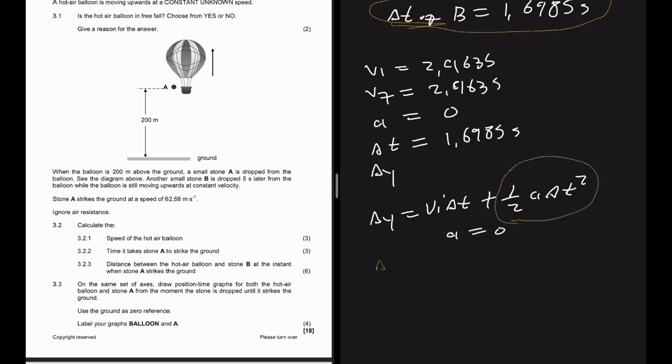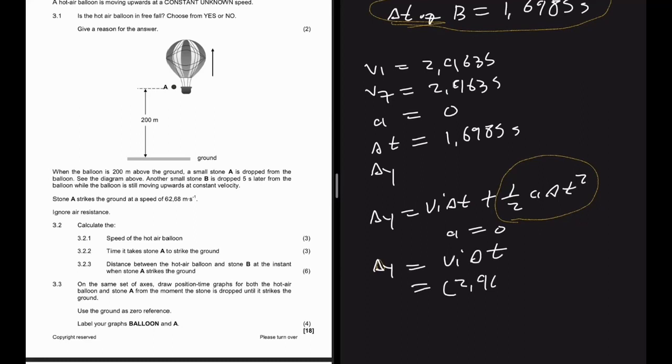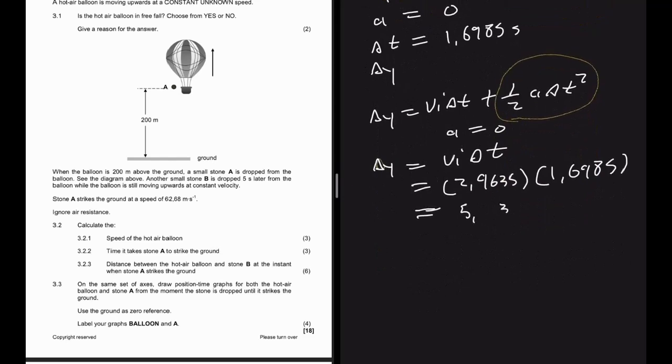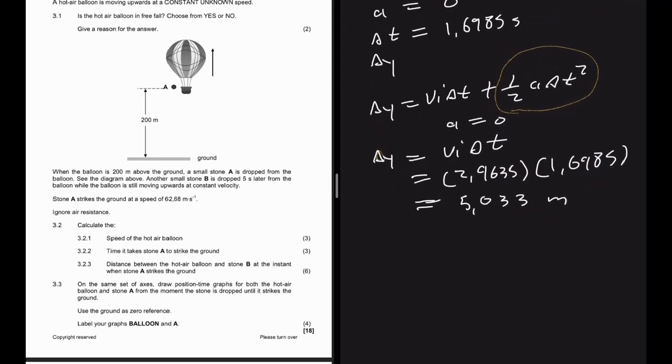So we're gonna get delta y equals vi delta t, which equals 2.9635 multiplied by 1.6985, which is gonna give me, let me put that in my calculator. So we have 2.9635 multiplied by 1.6985, which gives me 5.0335 meters, right?